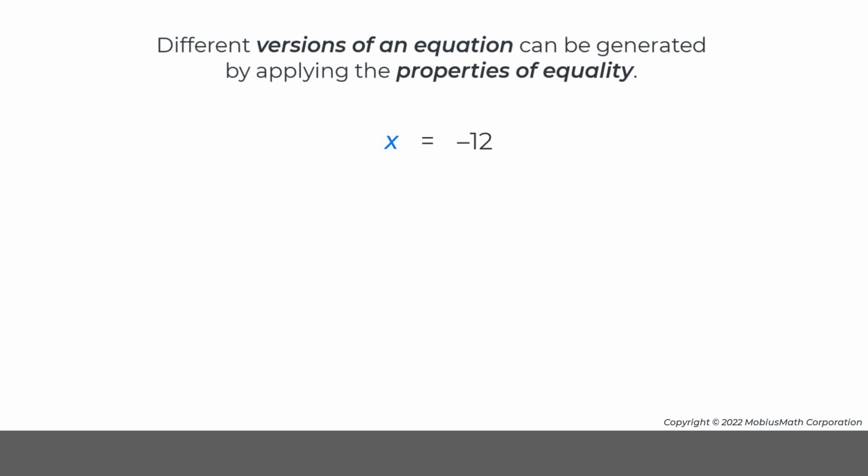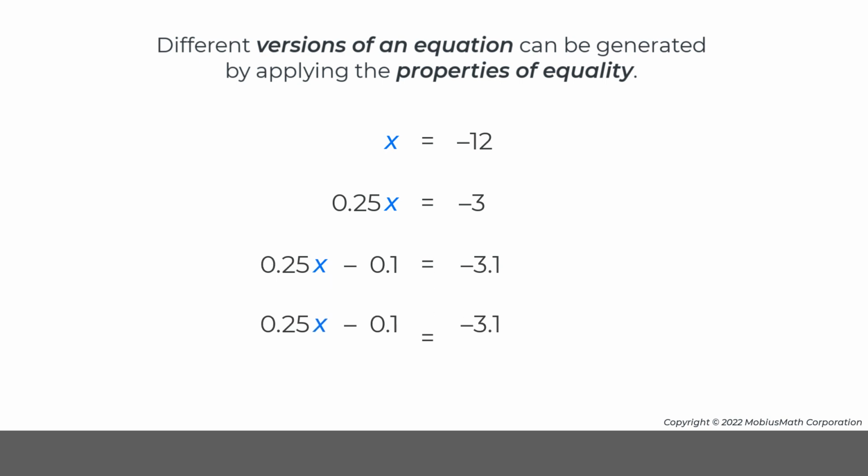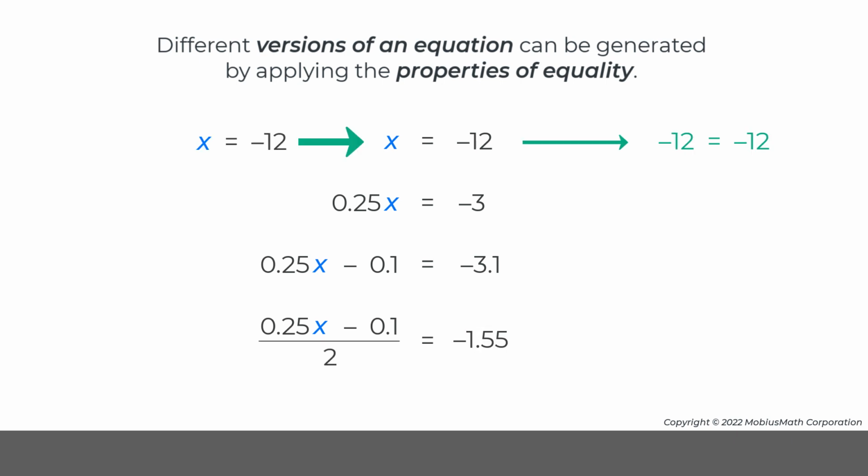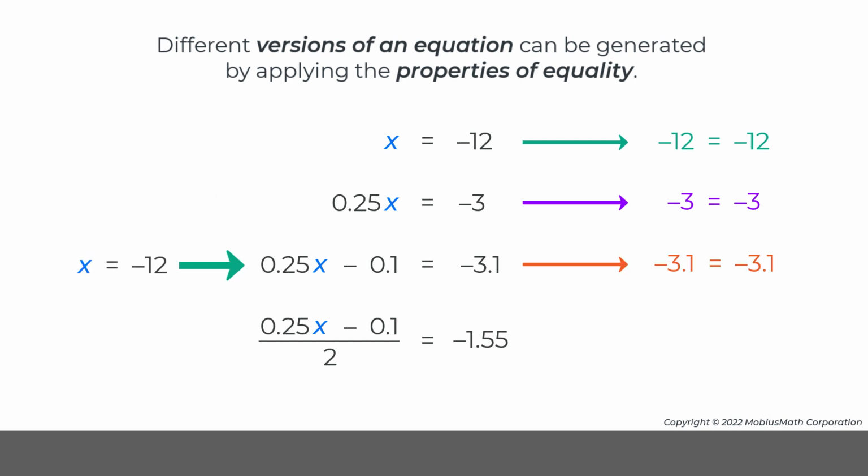For x equals -12, both sides of the equation can be multiplied by 0.25. Then, 0.1 can be subtracted from both sides of the equation. Next, both sides of the equation can be divided by 2. Finally, -12 can be substituted into each of these equations to make them true.